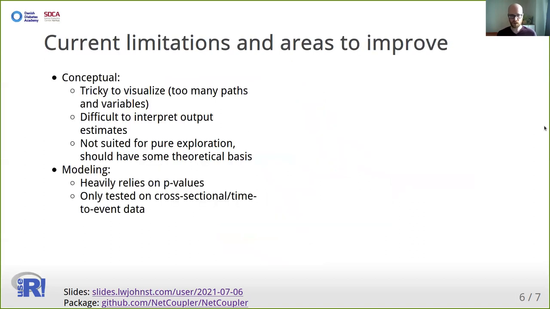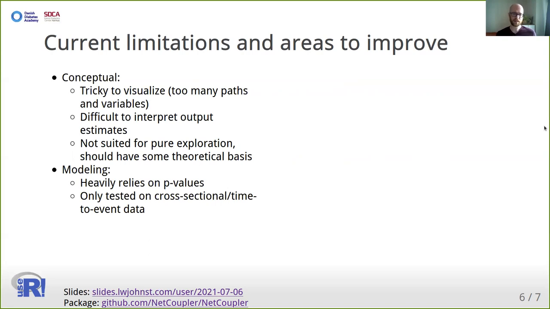and the outcome. We are currently actively working on this package, so there are several limitations and areas to improve. They're quite tricky to visualize when you start to have too many variables. So that's something that we're working on improving. Because the data has been pre-processed beforehand, the output estimates are difficult to interpret. And we also don't believe that this algorithm is best suited for purely explorative purposes. There should be some theoretical basis to the research question.